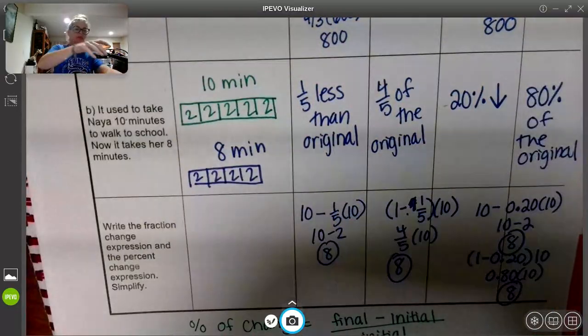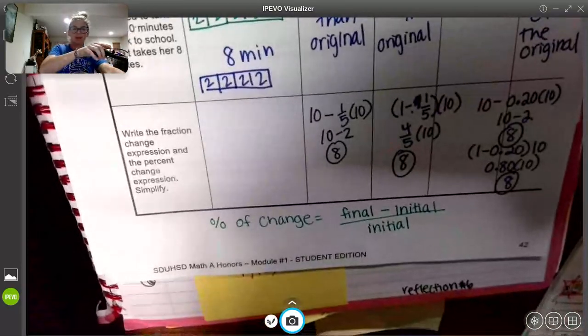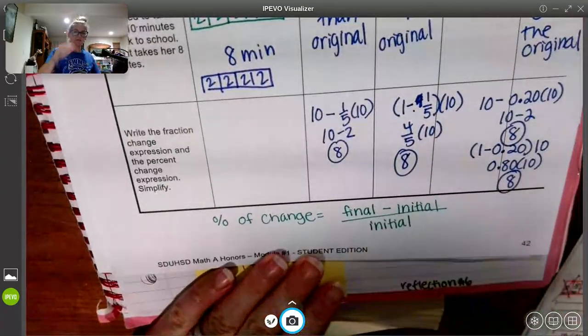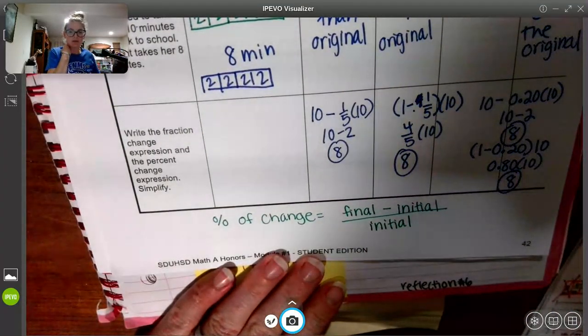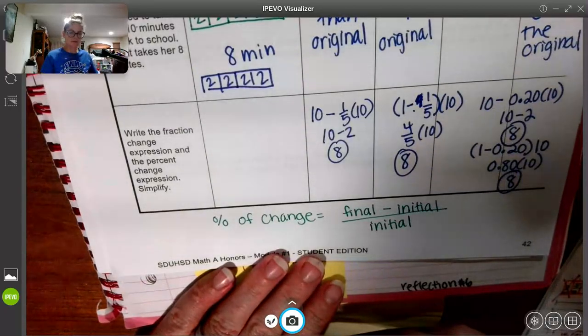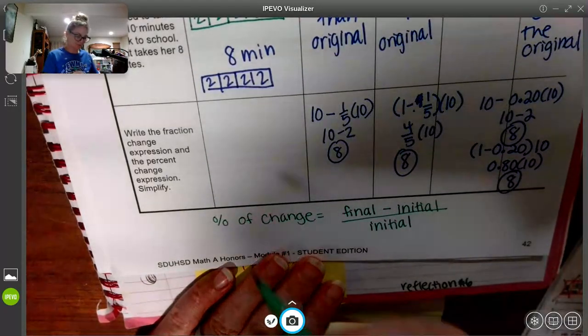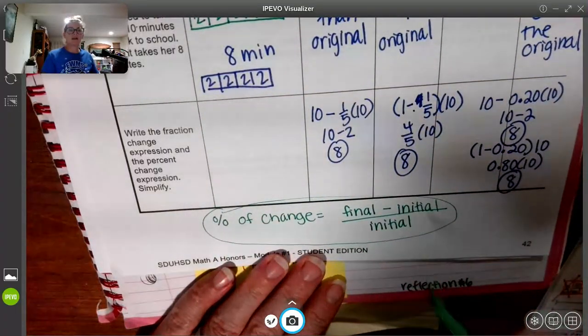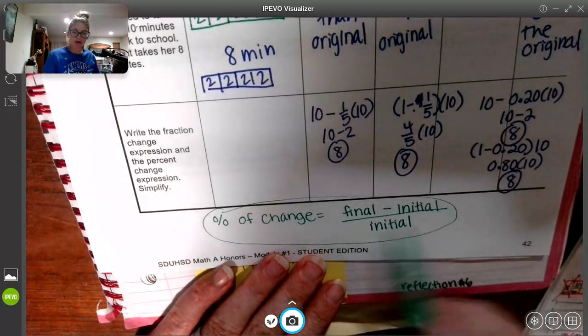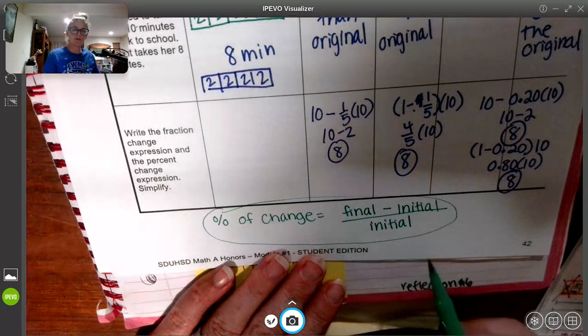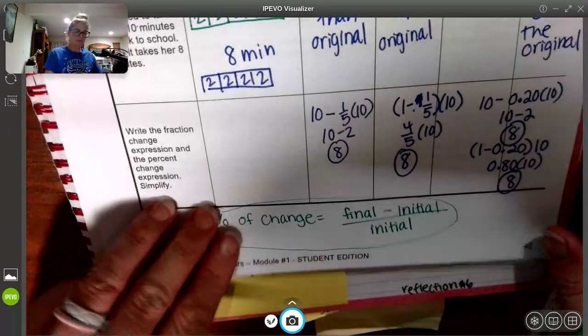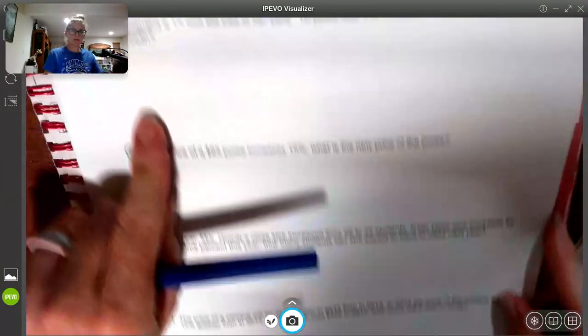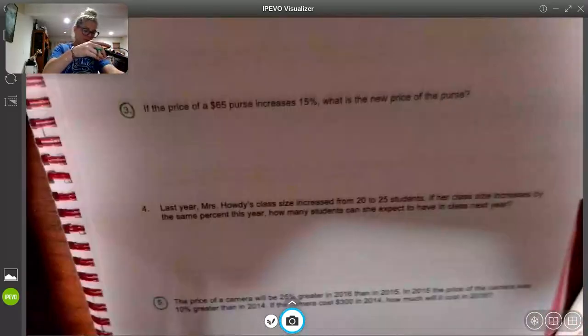Something I do want you to write down is another equation: percent of change is final minus initial, all over initial. This is going to be an important formula for this lesson and the rest of this module. So sometimes when we're looking for the percent of change, it's final minus initial all over initial. We're relating it back to what we had, that's why our denominator is our initial or original whole. Perfect. Let's turn the page. I'm going to do number 2 and 4 with you, and then you're going to do the other problems on your own.